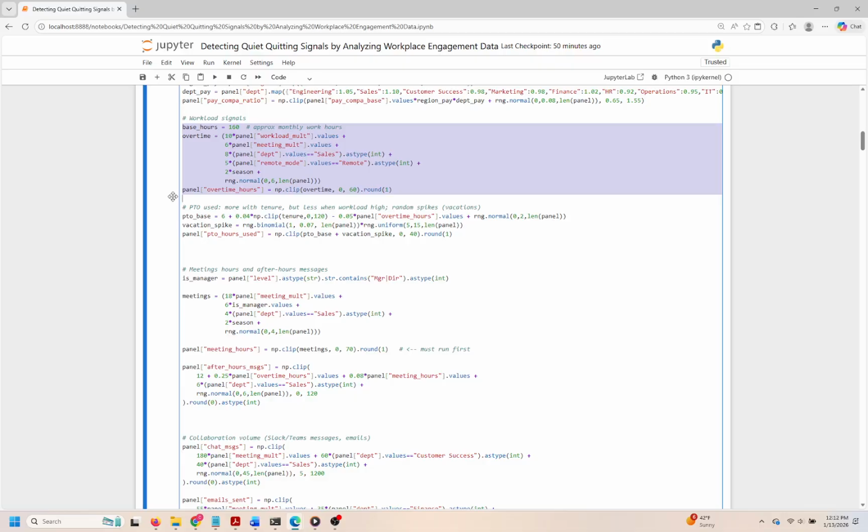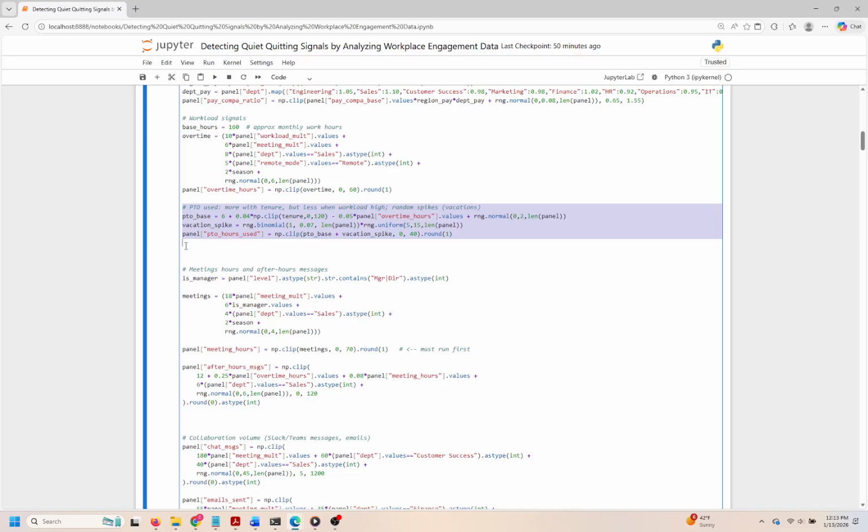unpredictable absences. The intensity of meetings and after-hours communication is also highlighted, factoring in employee-level and departmental affiliations to refine our estimates. We additionally assess collaboration volume through message and email counts, adjusting based on workload multipliers and department type to capture everyday communication dynamics.